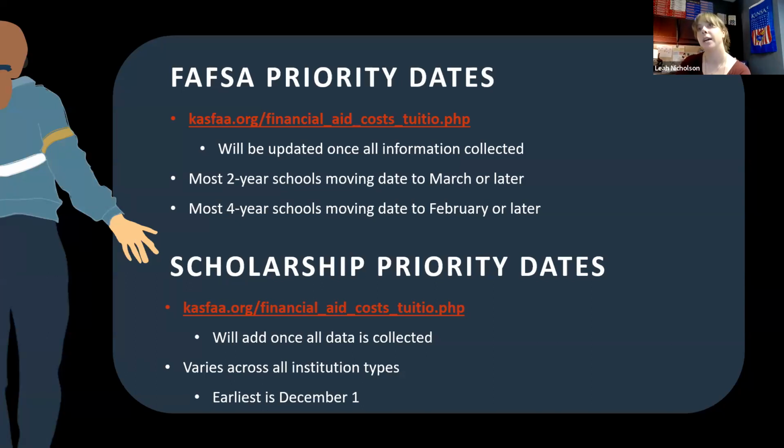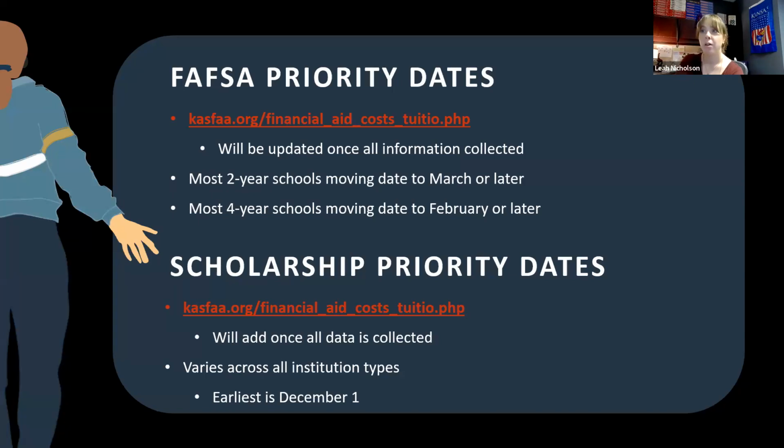Like I said, we are updating these dates on our website. In the next couple of days, we should have those new dates listed out there. But most two-year schools, from what we see, are moving their FAFSA priority date to March or later. And most four-year schools, from what we've seen, are moving that date to February or later. So it's good to keep in mind that that date is a little later this year.